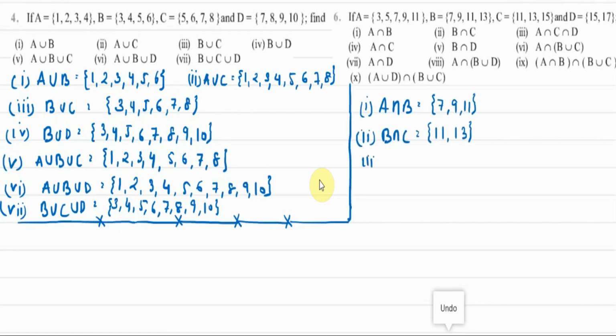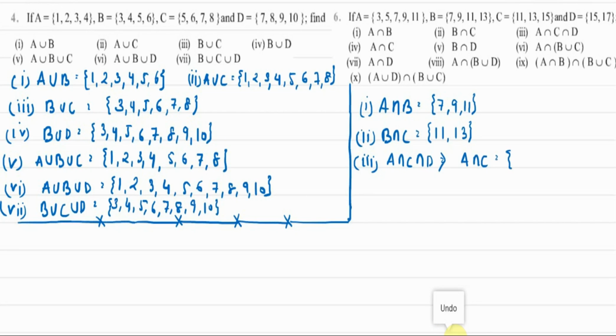Part 3. It says find A intersection C intersection D. That means we will write down the common elements of A, C and D. In order to simplify this, we can write down the common elements of A and C first. So we can evaluate A intersection C. A intersection C will be common elements of A and C.